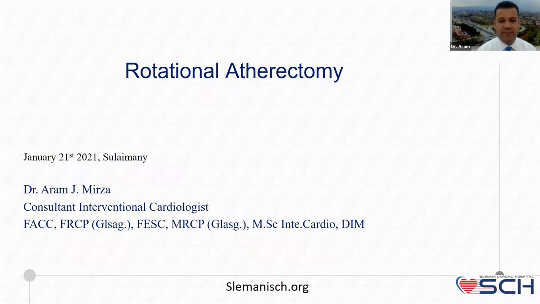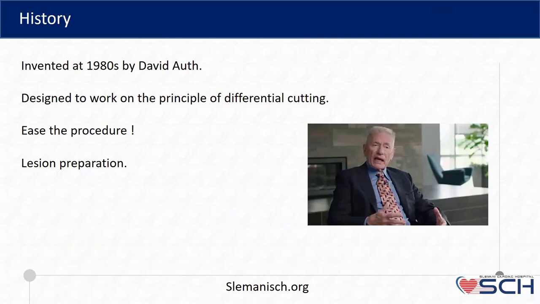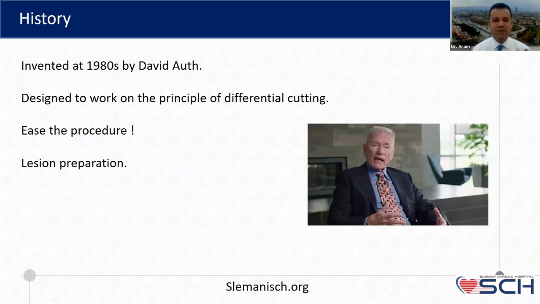This evening, we are going to talk about a technology mentioned by Dr. Amjad. Just 40 years ago, rotational atherectomy, or the Rotablator, was invented by an American, David Auth. This device was designed to work on the principle of differential cutting. Its benefit is to make the procedure easier. It is for lesion preparation and plaque modification, to be followed by balloon dilatation and good stent positioning.